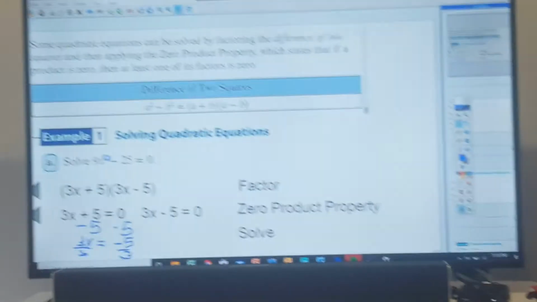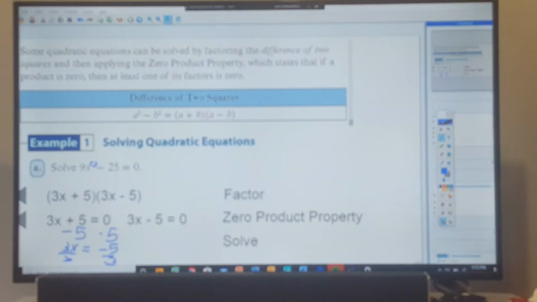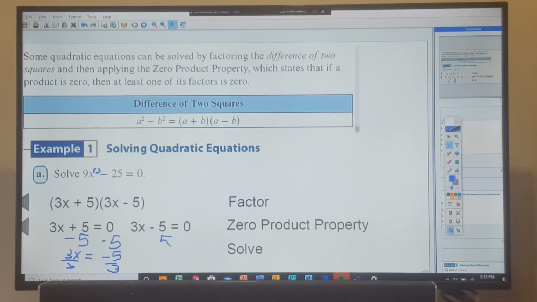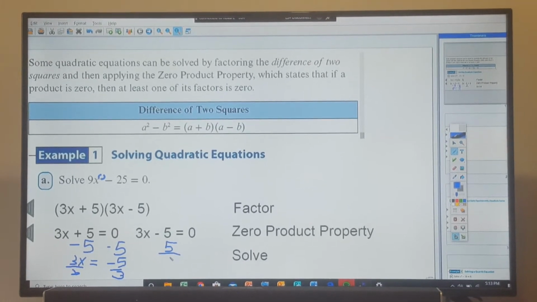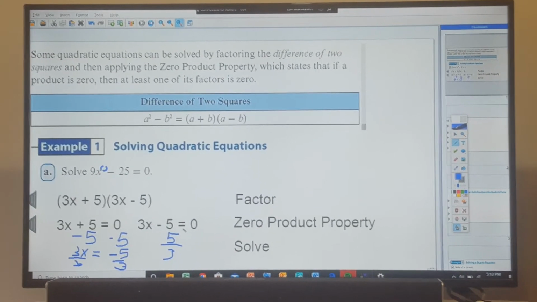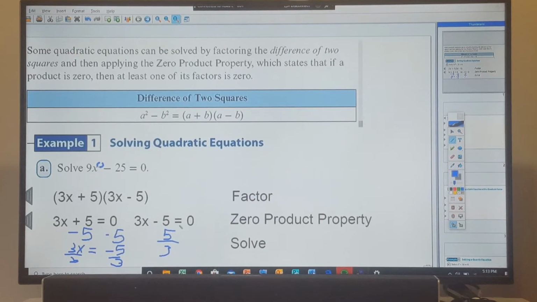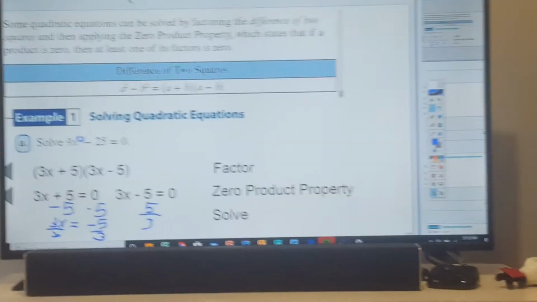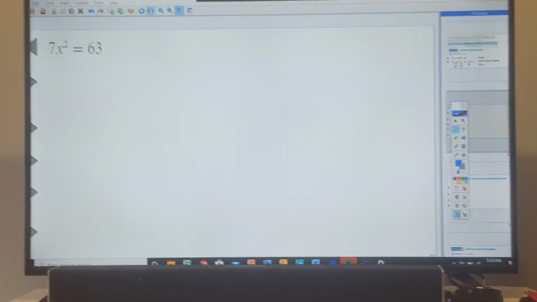So one of my answers, or one of my roots, a lot of times they'll ask you for roots or x-intercepts. Know that they're talking about the same thing. One of the answers will be negative 5/3. And I know you guys are capable of solving the other part. We'd add 5 to both sides, divide by 3, and we get 5/3. So my solutions would be negative 5/3 and positive 5/3. If we plug those back in, both solutions would give me 0. Let's go on to the next problem.